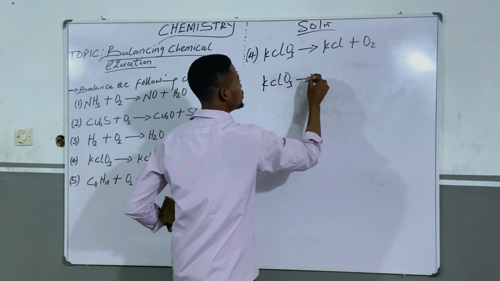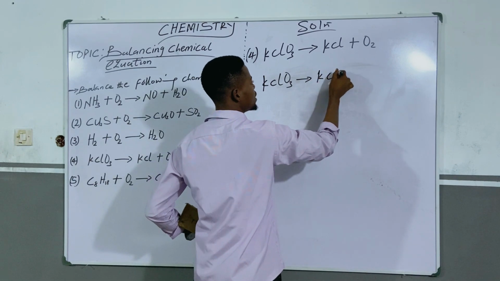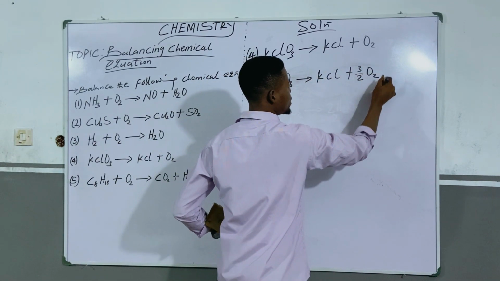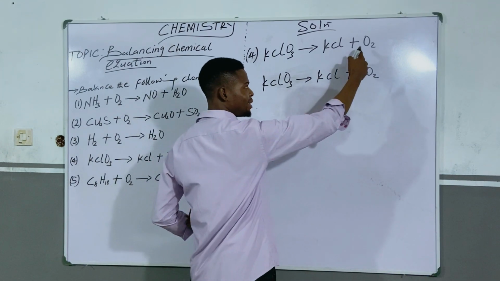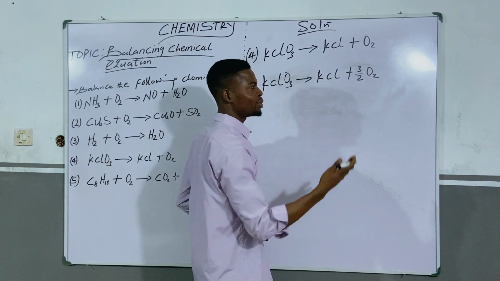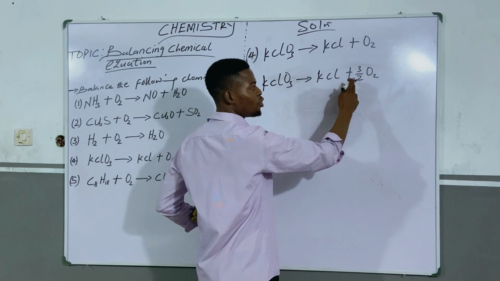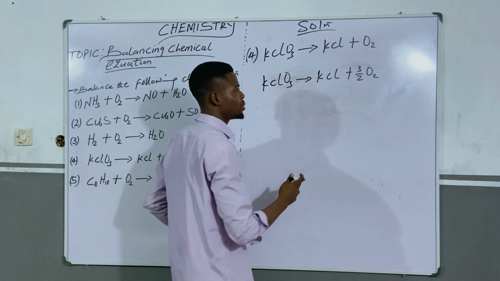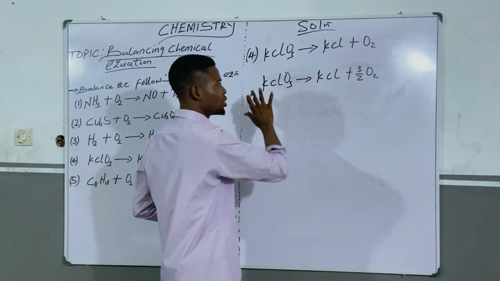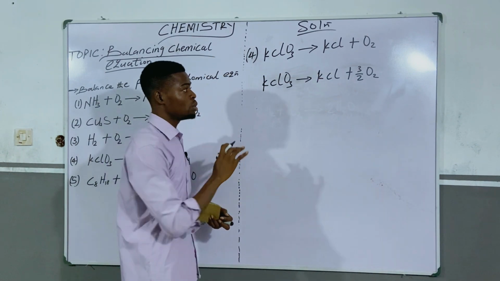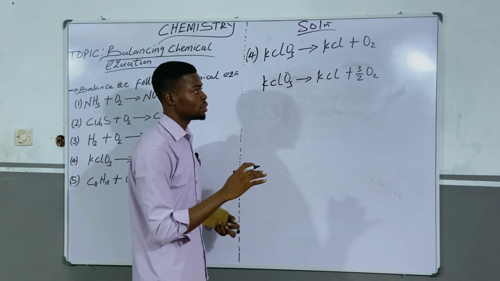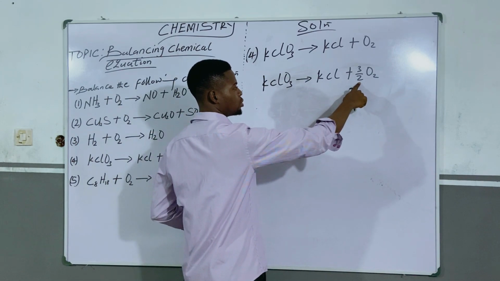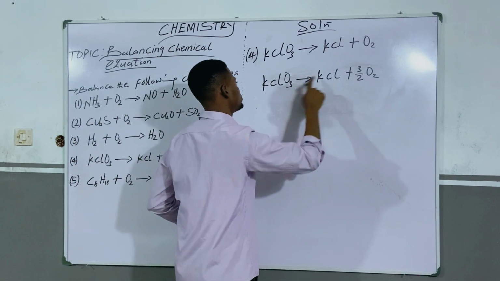KClO3 will give us KCl plus 3/2 oxygen, because I need 3 oxygen at the product, and this is the 3 here over 2, that is the subscript on what I have. So now the equation is already balanced, but we need to clear the fraction. So multiply through by 2, that is the denominator of the fraction.